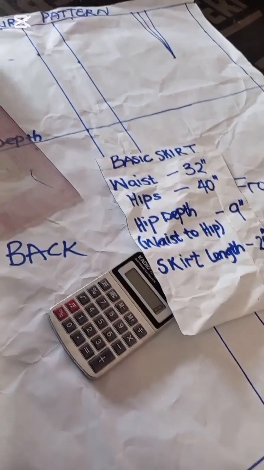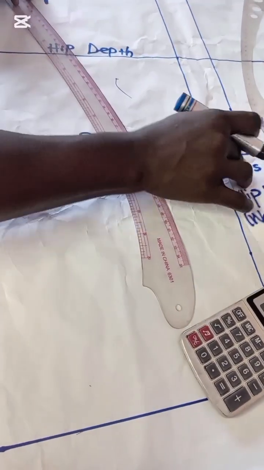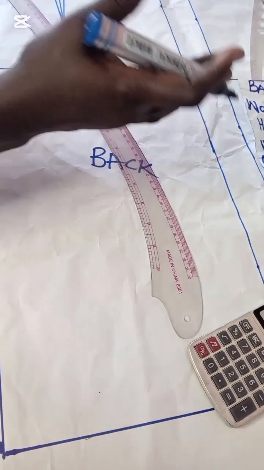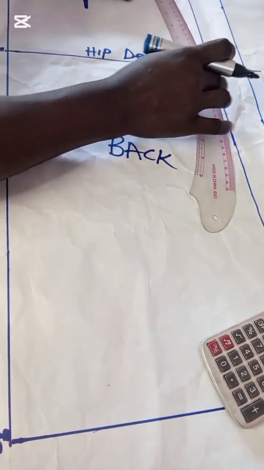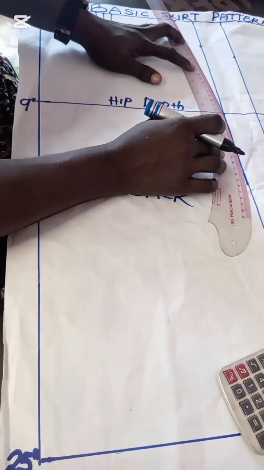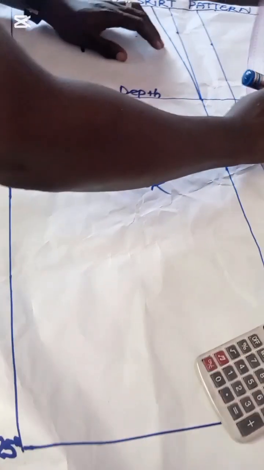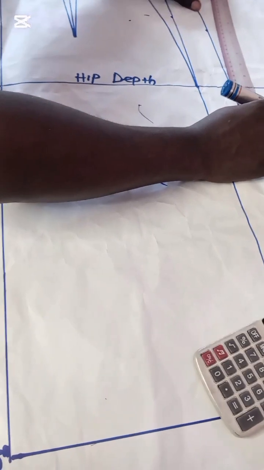So the next thing we are going to do, this is called a varying hip curve. We just connect it down to the hip depth. Remember, this hip depth is 9 inches, which is the distance between your waist and your hip. It varies for people. You can have 6 inches, 7 inches, depending on the shape of the person. We just measure down to the hip depth. Okay, and that's for the back. And we measure again for the front as well.